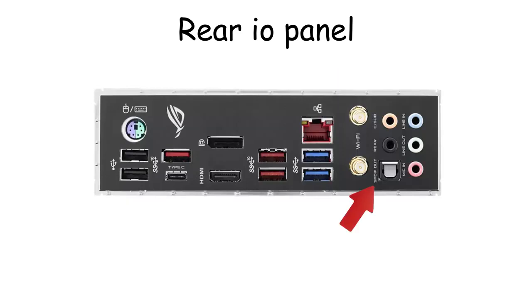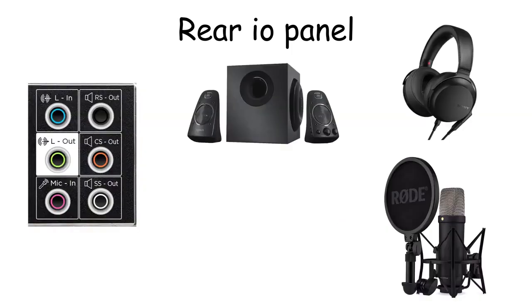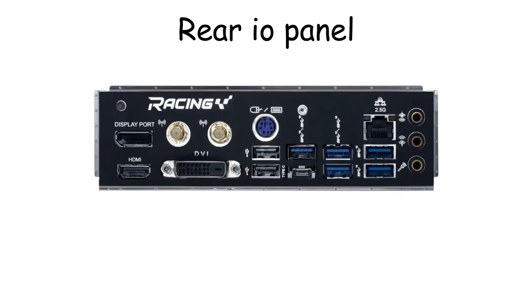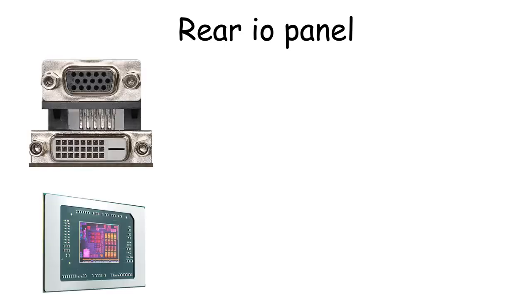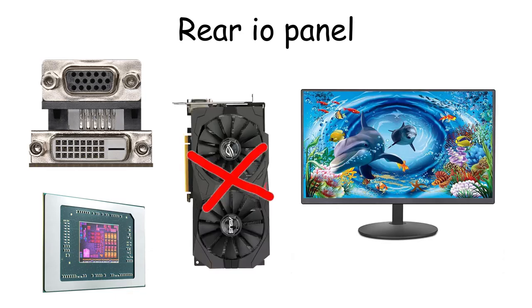Next to it, you may see several small round audio jacks. These are the motherboard's audio outputs and inputs, used for speakers, headphones, microphones, or surround sound systems. Some motherboards also include video output ports such as HDMI or DisplayPort. These are used when the processor has integrated graphics, allowing the motherboard to send video directly to a monitor without needing a dedicated graphics card.